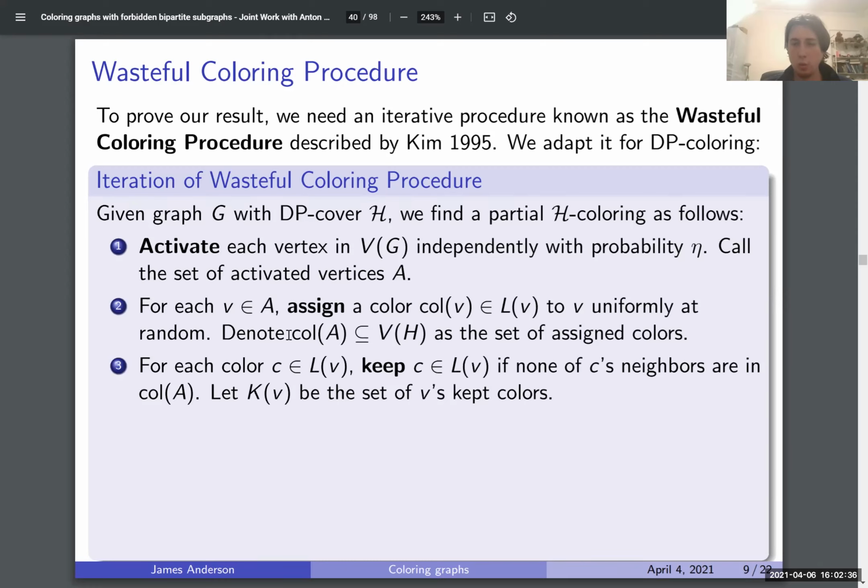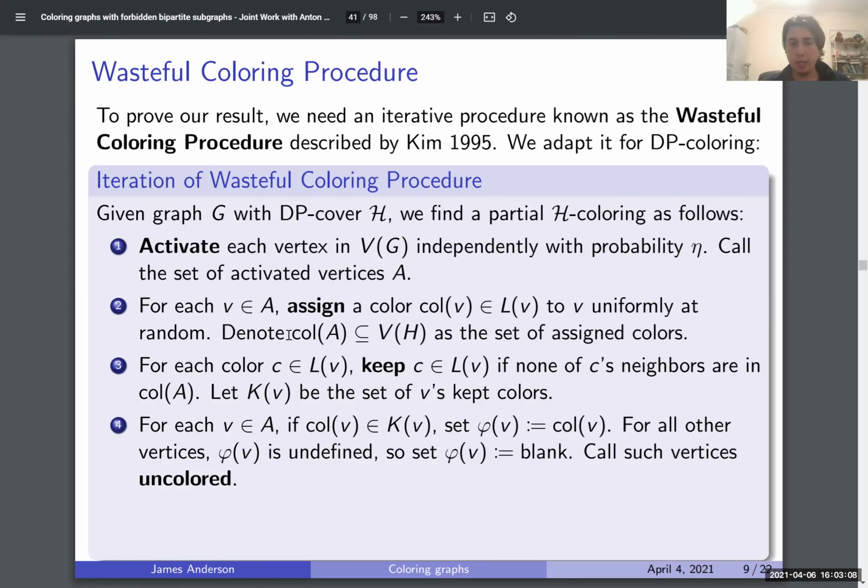So now what we do is we say, okay, for each color in a list, we'll keep that color if none of its neighbors in H correspond to these assigned colors. And we let K of V be the set of these kept colors. And the other colors, if they have a neighbor that corresponds to an assigned color, we'll just throw it away. And this is where we get the term wasteful, because we're throwing away a lot of colors.